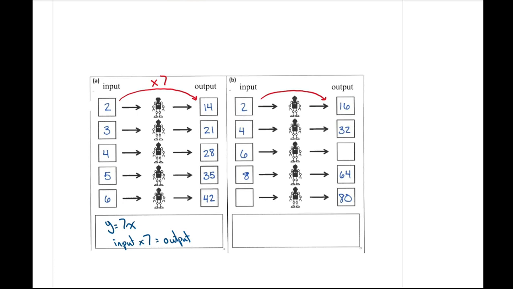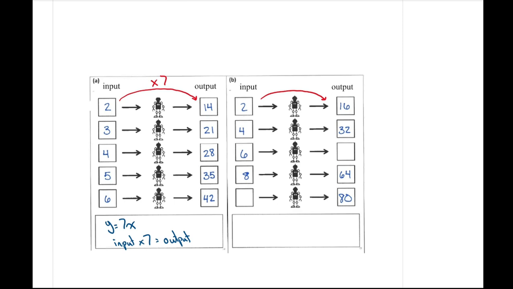For B, if we look at the numbers that we have, so we have 2 to 16, 4 to 32, we don't know what 6 turns into, but once we figure out the rule, hopefully we can go back and fill that out. 8 to 64, and then something that gives us 80. Again, we're looking for what numbers do we multiply the input by to get to the output.